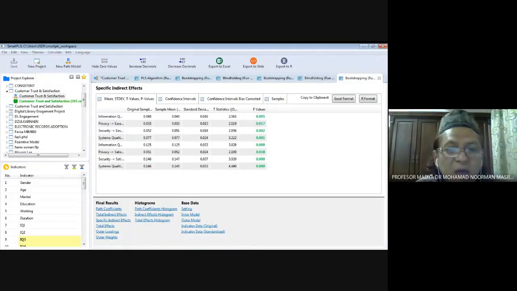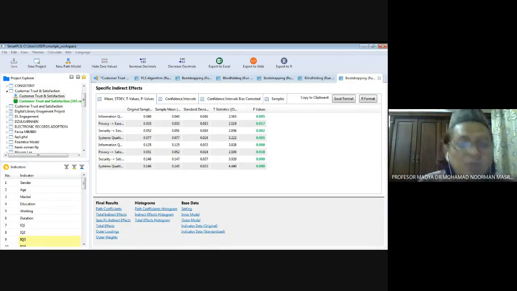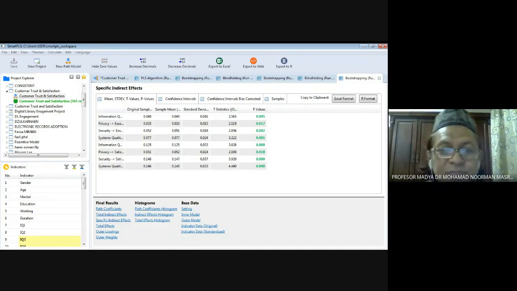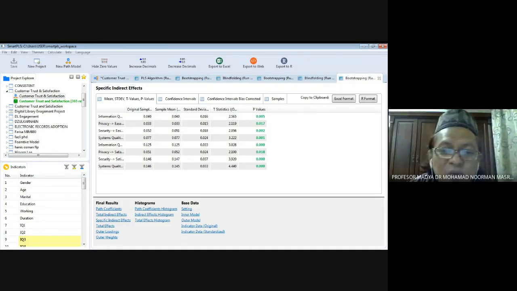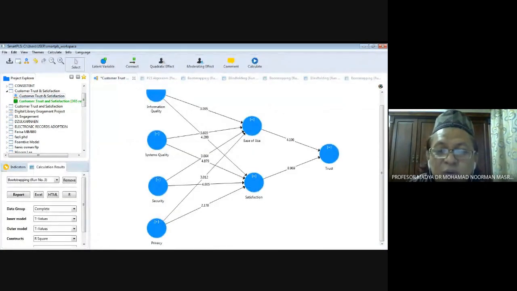All right. Now we want to look at what we call moderating effect. You can look at your slide number 44, moderator effect. Prof, are you showing your slide right now? Because I see the SmartPLS. Okay, I will show in the SmartPLS. At the same time, you can also look at your slide. Your slide is on slide number 44.